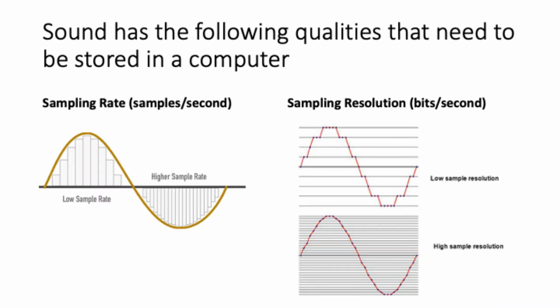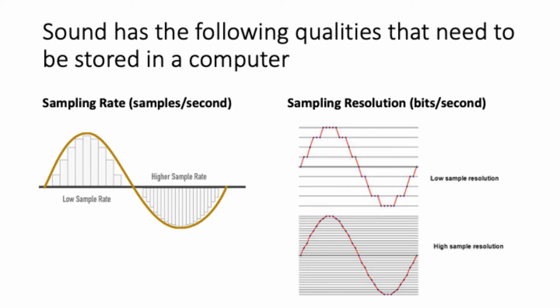When you record a sound and you want to store it in a computer, you need to think of two qualities that the sound has. The first one is what your sampling rate is. How many samples are you going to get per second? The lower the sample rate, the less accurate your sample will be. The higher the sample rate, the more accurate it will be, but the larger your file size.